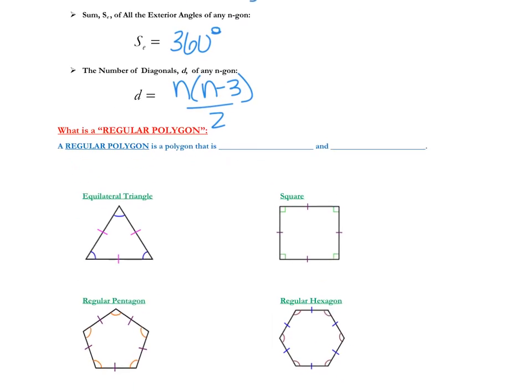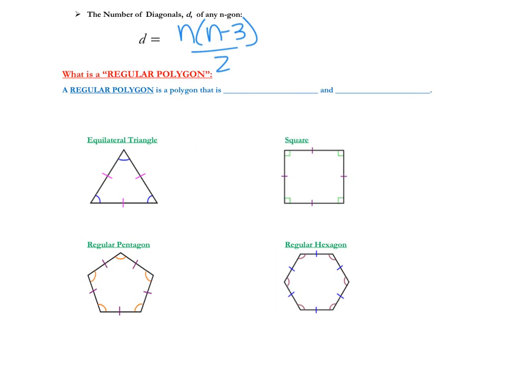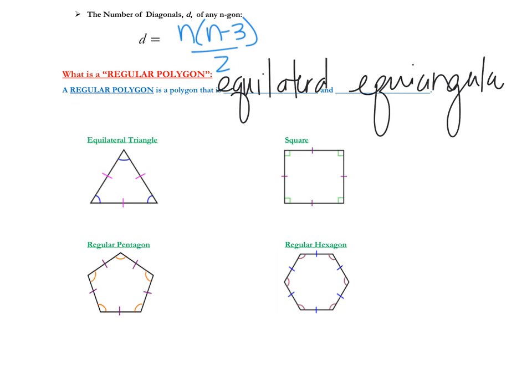Okay, so what is exactly a regular polygon? A regular polygon is a polygon that is both equilateral and equiangular. Basically that means that all the sides are congruent and all the angles are congruent. So we've actually been working with two regular polygons that you didn't even know.